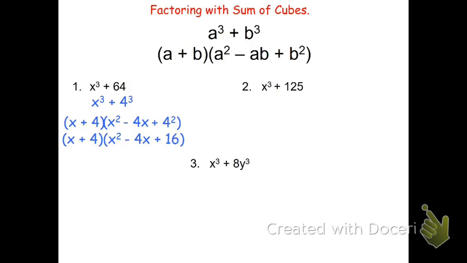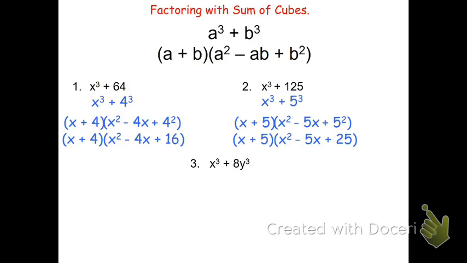Hopefully you had a chance to work these problems out. On number 2, I can rewrite it. This is really x cubed plus 5 cubed. Substituting into my formula, I'll see that I get the quantity x plus 5 times the quantity x squared minus 5x plus 5 squared. Simplifying this, this would be the quantity x plus 5 times the quantity x squared minus 5x plus 25.